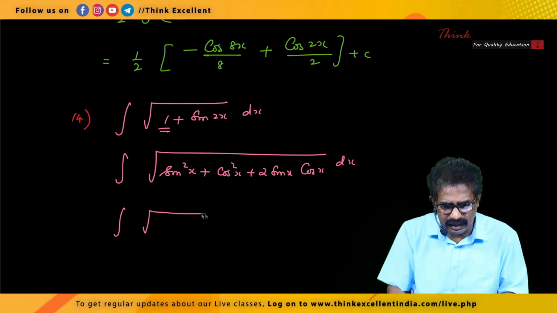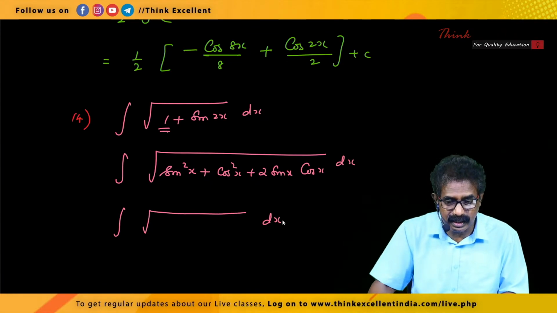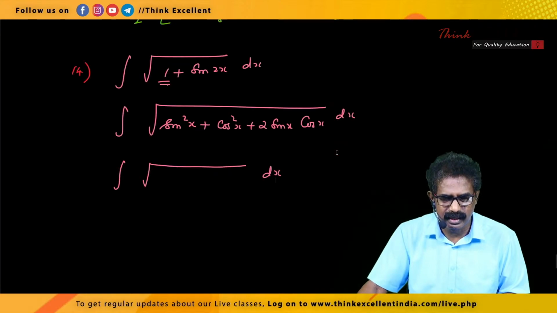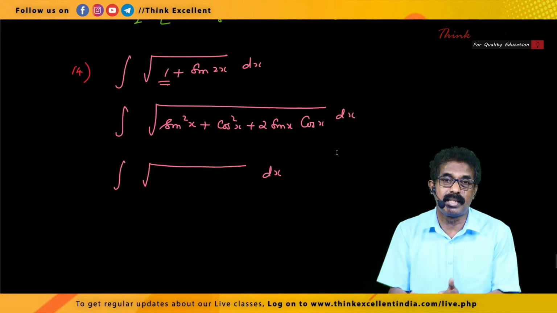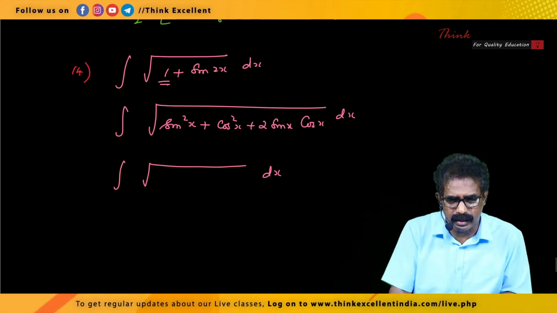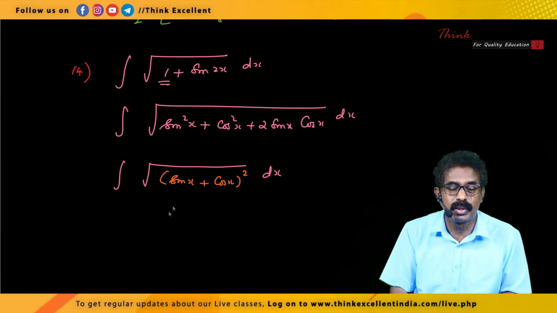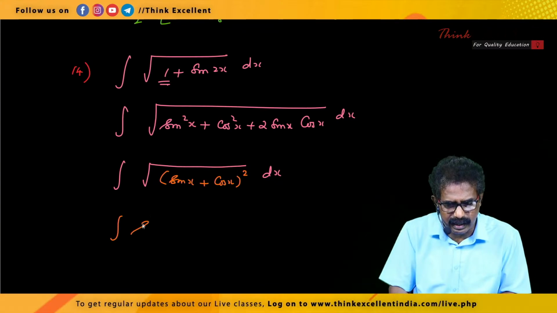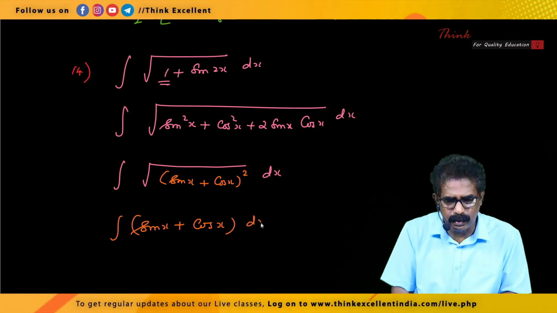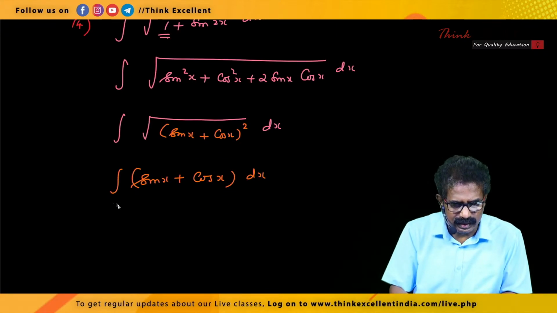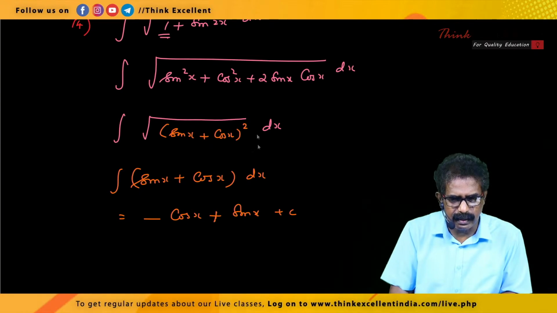So now you can understand. Read the term inside the bracket, inside the square root. It is a perfect square, right? A square plus b square plus 2ab. It is a plus b the whole square. So you can write it as sin x plus cos x the whole square. Now you can take the root. So the integral, root and square cancel, sin x plus cos x dx. Now you know how to integrate it, right? So sin x integration minus cos x and cos x integration is sin x plus c.